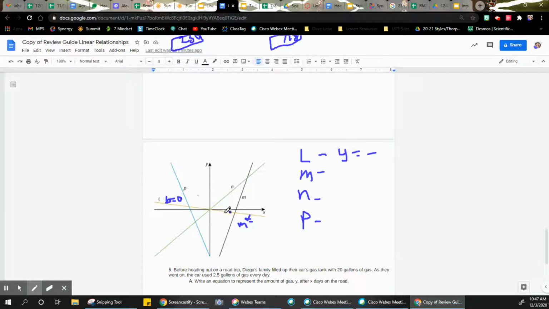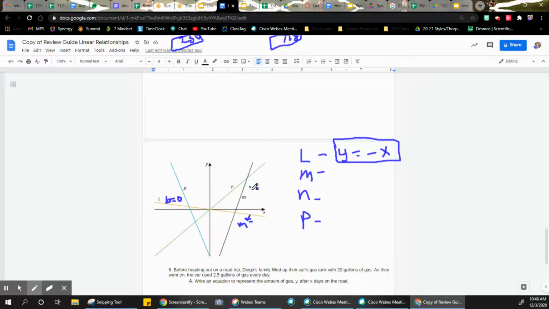Now it's not going down a whole lot, so I'm just going to do negative x, because that's the same thing as saying negative 1x, and that's not going to decrease a lot. Negative 1x, and then since I don't have a b, I don't have to add any plus anything here. I can leave it right there as y equals negative x. So now let's go to M.